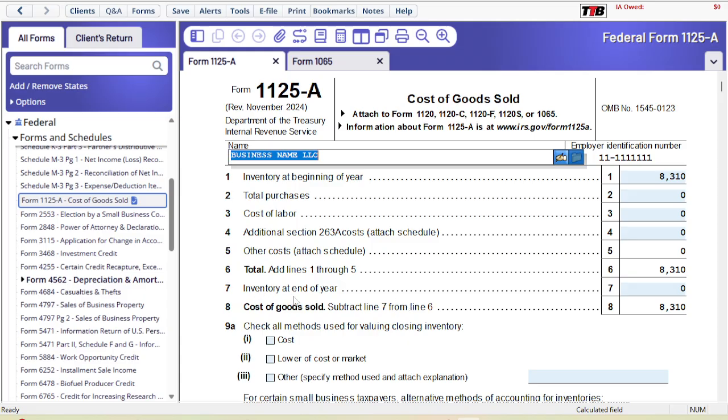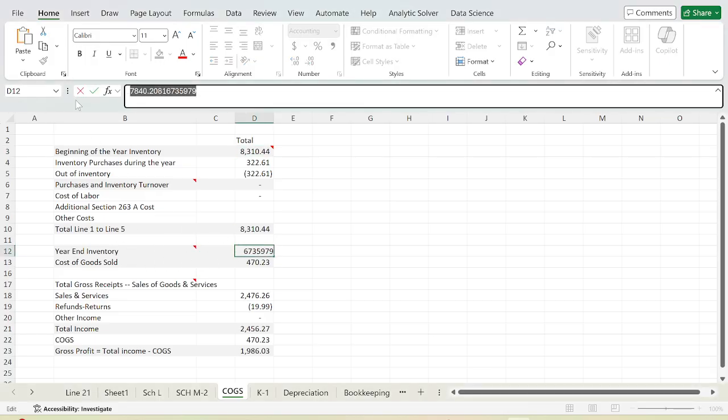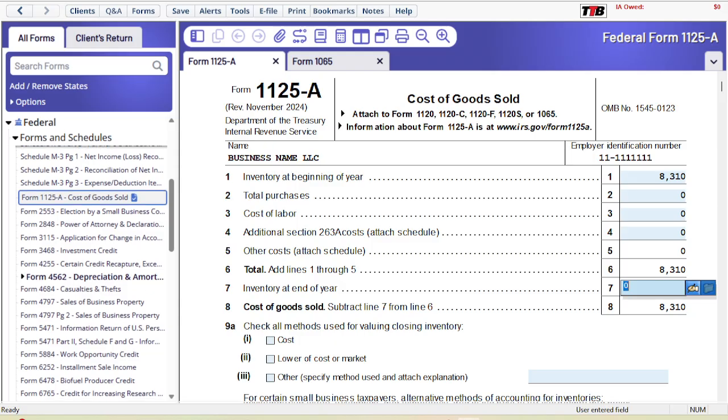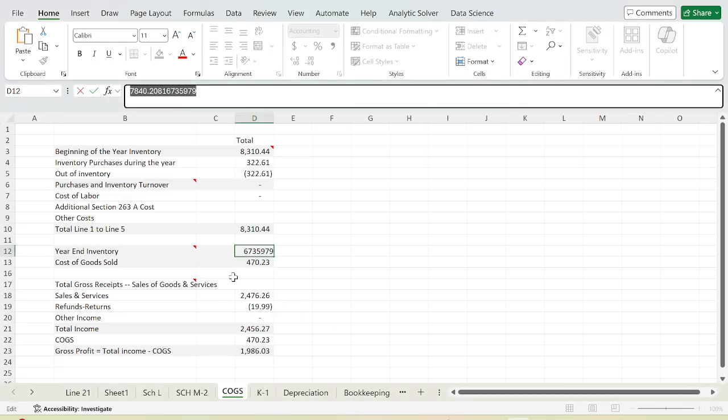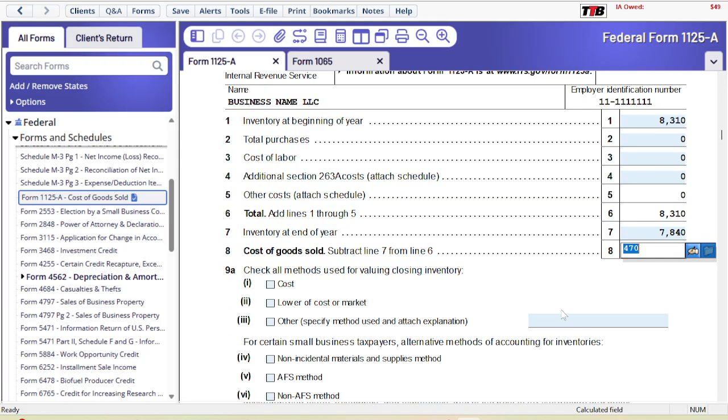Line 7 is inventory at year end 2025. We are going to come down here and copy that number, and put it there. Automatically it's going to do the subtraction between the two and give us the cost of goods sold during 2025, which is 470, and it is going to take this and put it on form 1065.